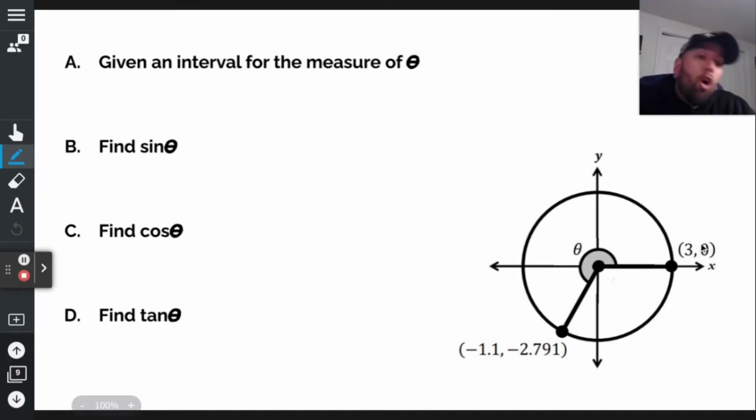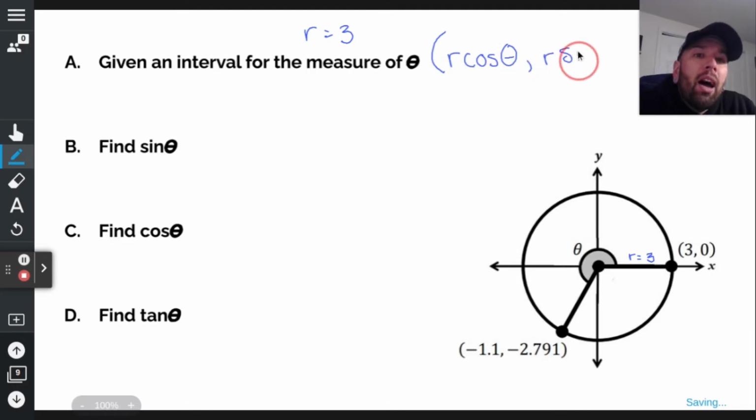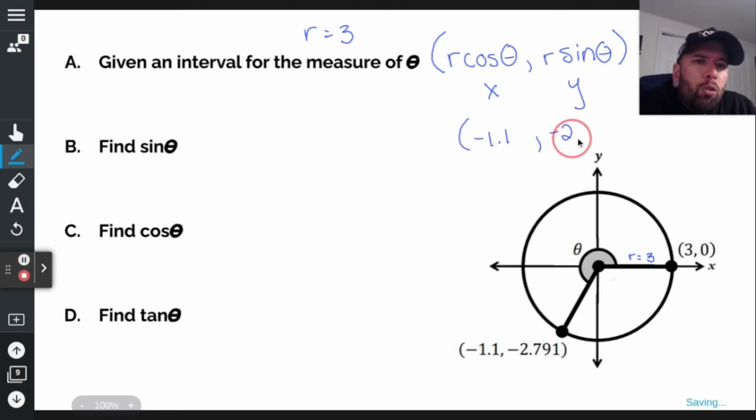This next one, we don't have the unit circle. The radius is 3. How do I know that? Well, if this point goes over to 3, 0, that means the radius is 3. Don't overthink it. And when the radius is 3, that means my x value is now r cos theta, and my y value is r sine theta. Okay, that's my x, that's my y. I'm also given this point down here that I care about, where theta travels all the way over here. And the point that I have is negative 1.1, negative 2.791.